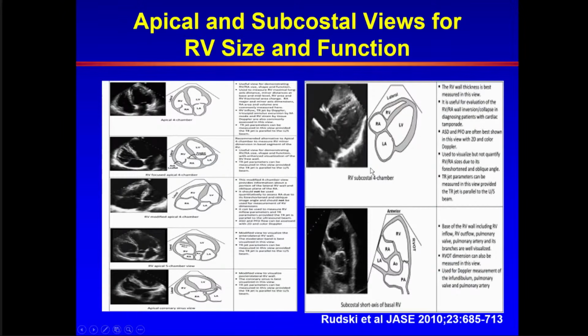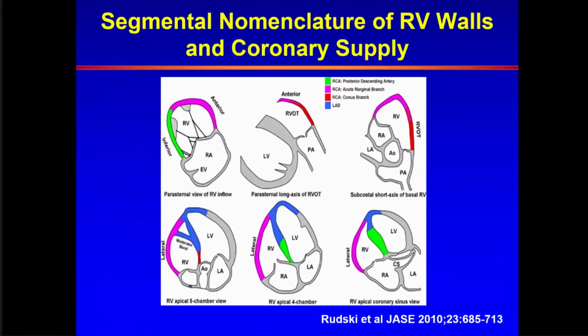Also, if you rotate from that position, you can get to a short axis position, and here you can get very good alignments with flow through the RV outflow tract and the pulmonic valve. So now that we have looked at the views that we use and the utility of them, let's look quickly at the blood supply of the right ventricle.